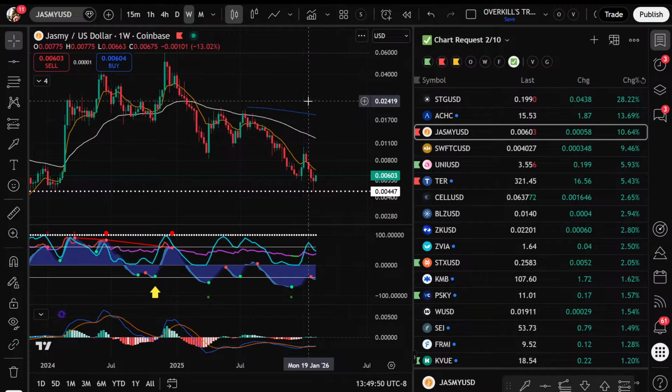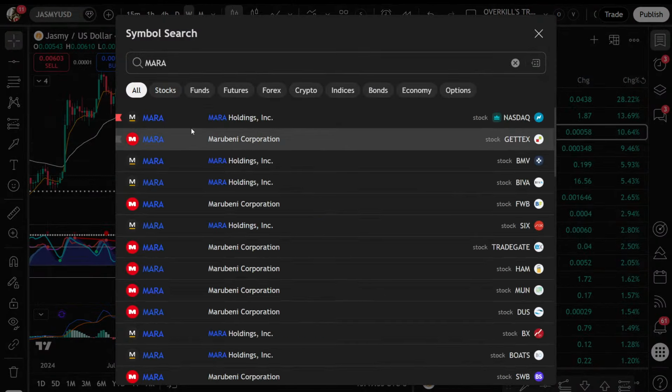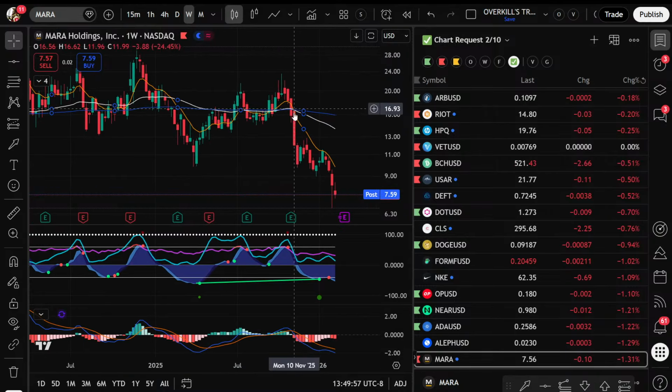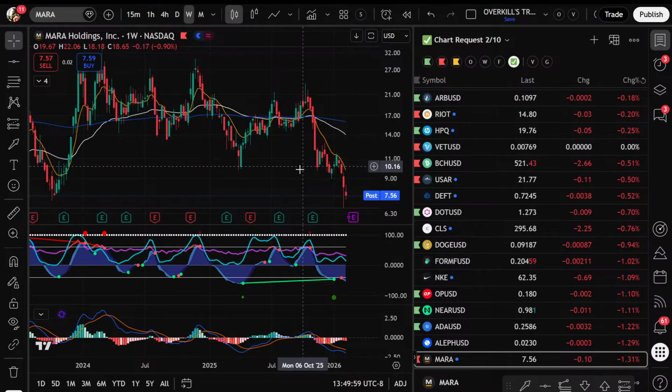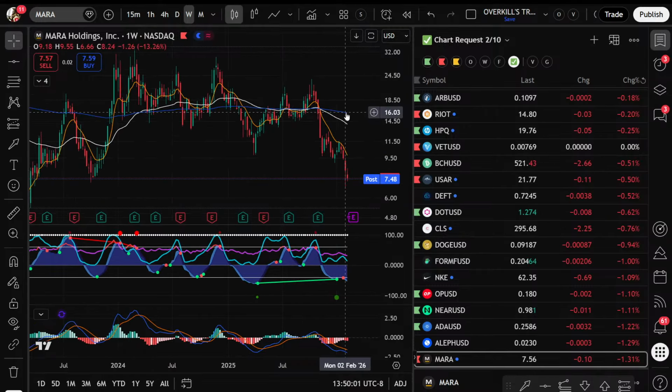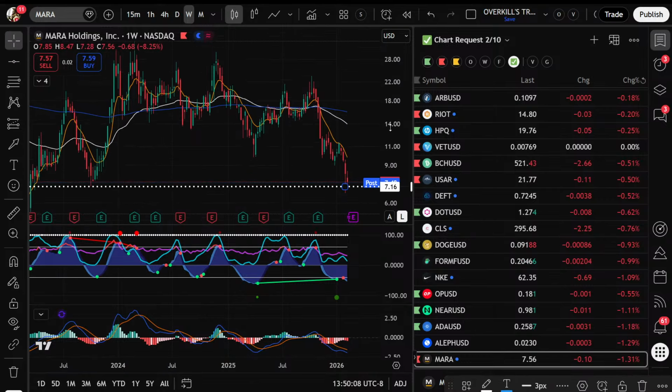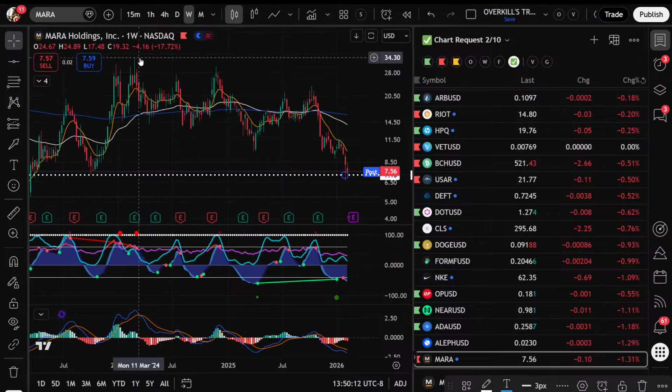That looks good. I see one from Jordan. What's going on, my brother? Mara's getting pounded. Again, where are we in regards to the average? That 4-year average at 16, well, it's right back down here to where we bounced last time in October. That was $7 there. It bounced at 7 and went all the way up to 34.